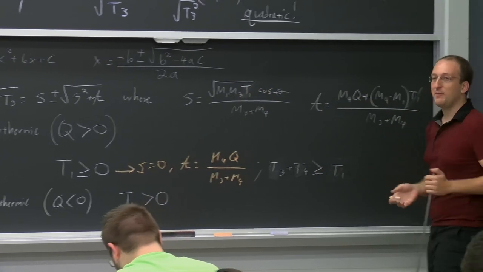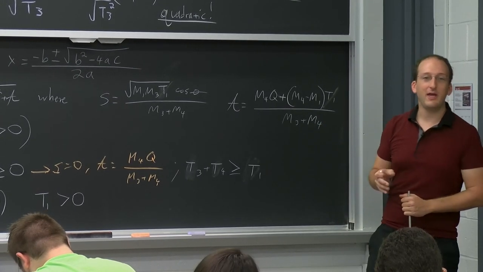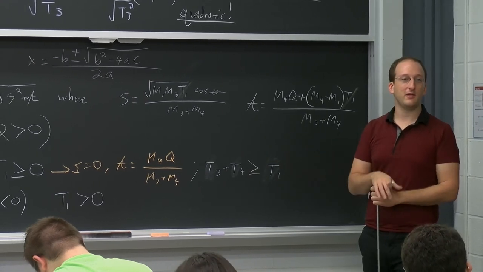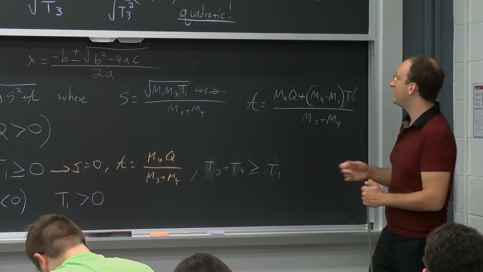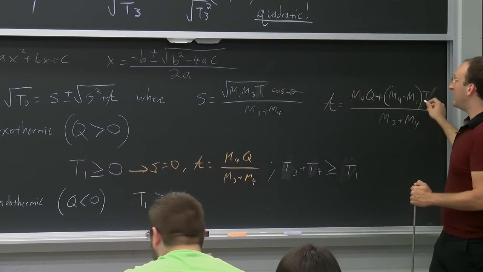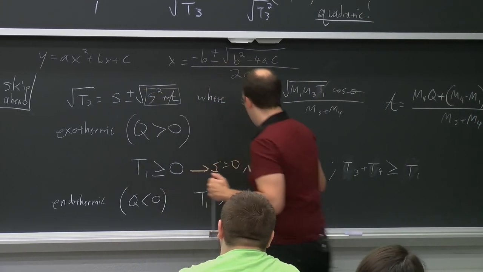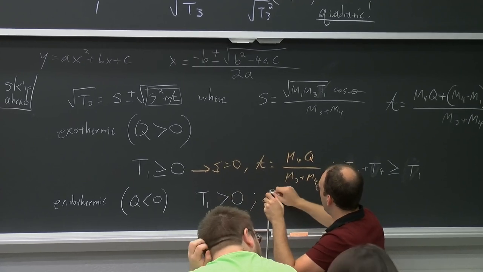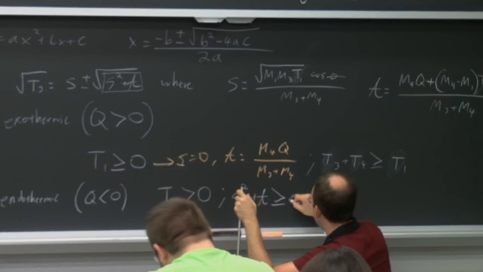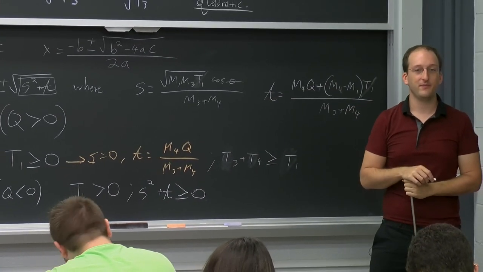You might wonder, why do we care about the angle? Because the reaction still happens anyway. Well, it doesn't happen at every angle. And reactions have different probabilities of occurring depending on the angle at which the things come out. So you could see here that as you vary T1 and as you vary cosine theta, you still have to make sure that this quantity on the inside here, so S squared plus T, always has to be greater than or equal to zero, or else the roots of this are imaginary and you don't have a solution.